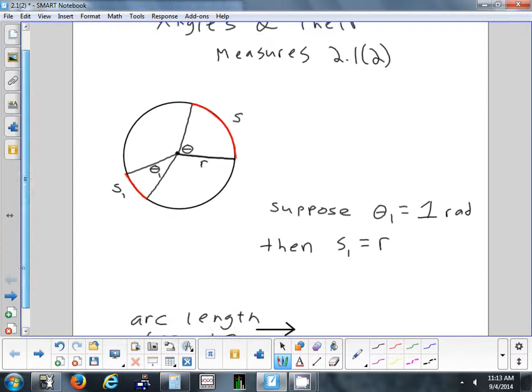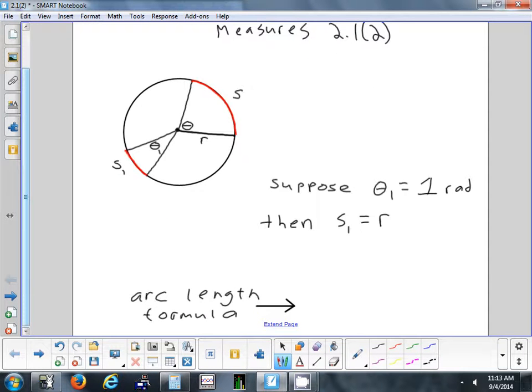Okay. Now we're going to set up a proportion. The reason we can set up a proportion here is because the size of the arc and the size of the angle are directly related. If you double the size of this angle, then you double the size of the arc. If you made this angle half as big as it is now, you'd make that arc half as big. That's called directly proportional. When two things are directly proportional, you can use proportions. So we're going to set one up.